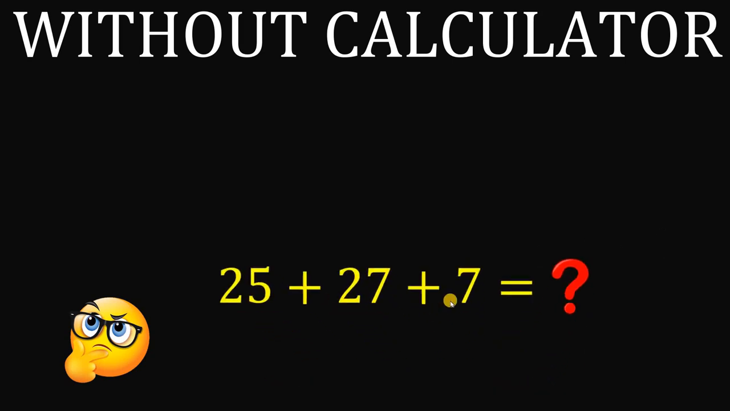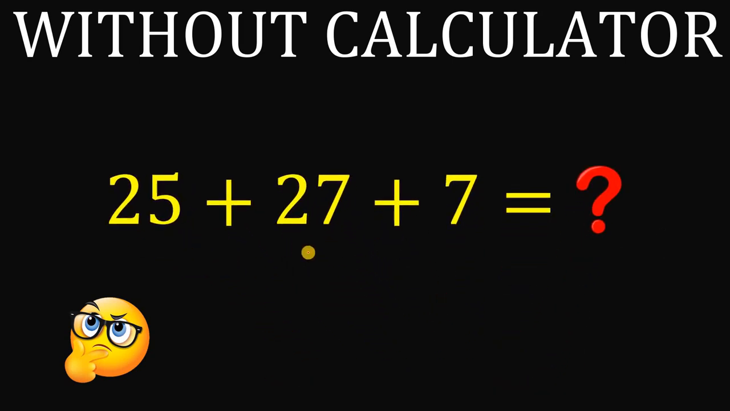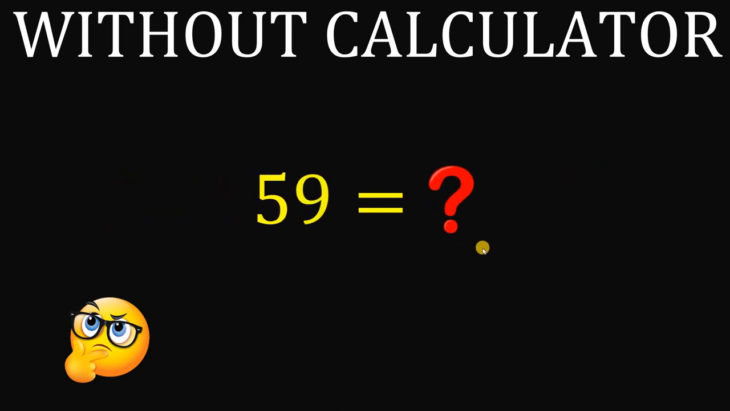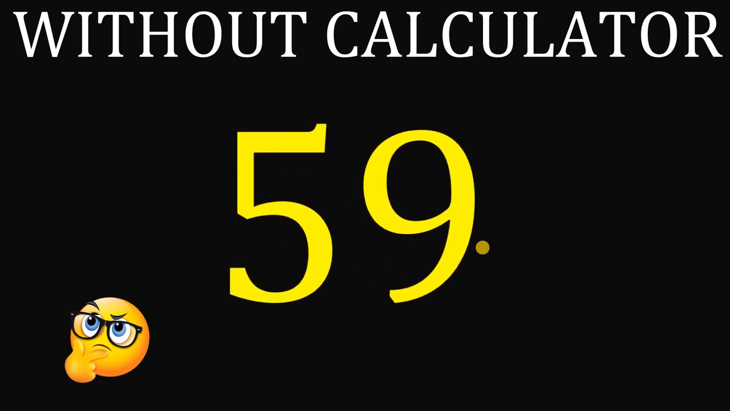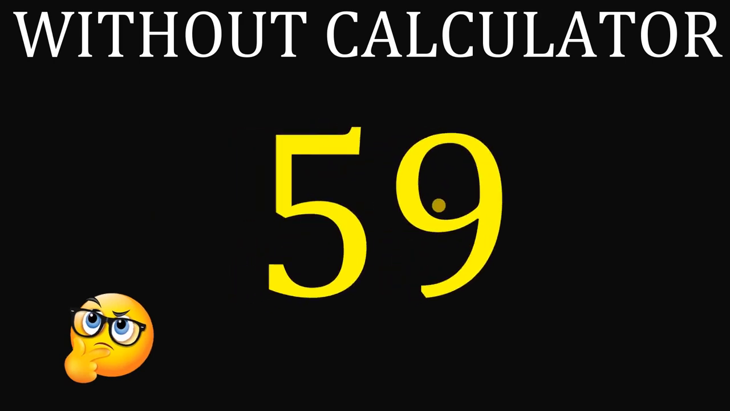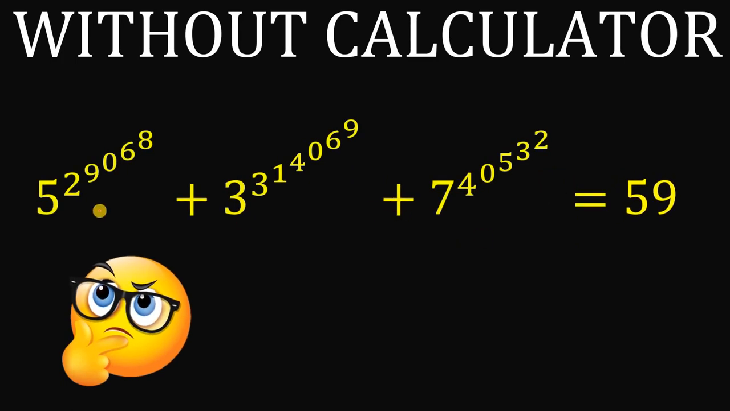This is very simple and very easy to evaluate because 25 plus 27 plus 7 is just equal to 59. And that is the value of the expression that we want to evaluate. So without using any calculator, the value of 5 raised to 2 raised to 9 raised to 0 raised to 6 raised to 8 plus 3 raised to 3 raised to 1 raised to 4 raised to 0 raised to 6 raised to 9 plus 7 raised to 4 raised to 0 raised to 5 raised to 3 raised to 2 must be equal to 59. And as always, we are done.